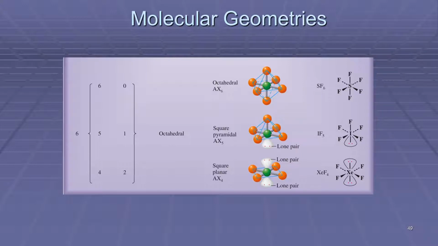They're any of the 6 locations. But then if you have 4 bonding regions and 2 unshared pairs, you do have to be careful because the 2 lone pairs have to be opposite each other. They don't want to be right next to each other. They're going to be, again, as far apart from each other as possible. So you'll have the square planar shape.